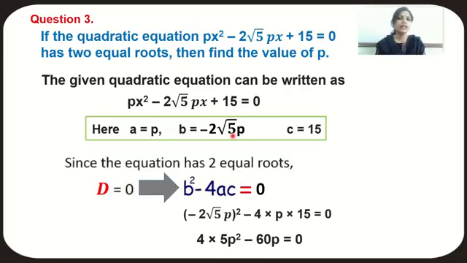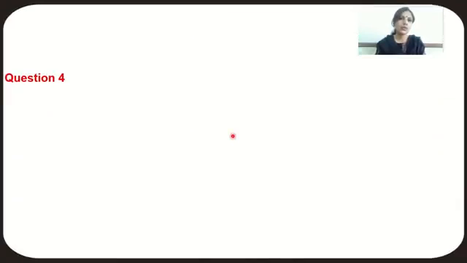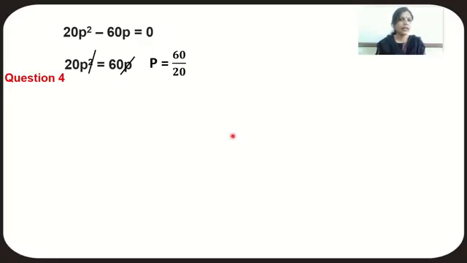So ultimately what are we getting? We are getting 20p square minus 60p is equal to 0. Okay, so this one p we can cancel. So we are left with p is equal to 60 upon 20, and 60 upon 20 is 3. So the value of p is 3. We were asked to find the value of p and the condition was that the quadratic equation has equal roots. So we used the condition discriminant is equal to 0 and we got the value of p.